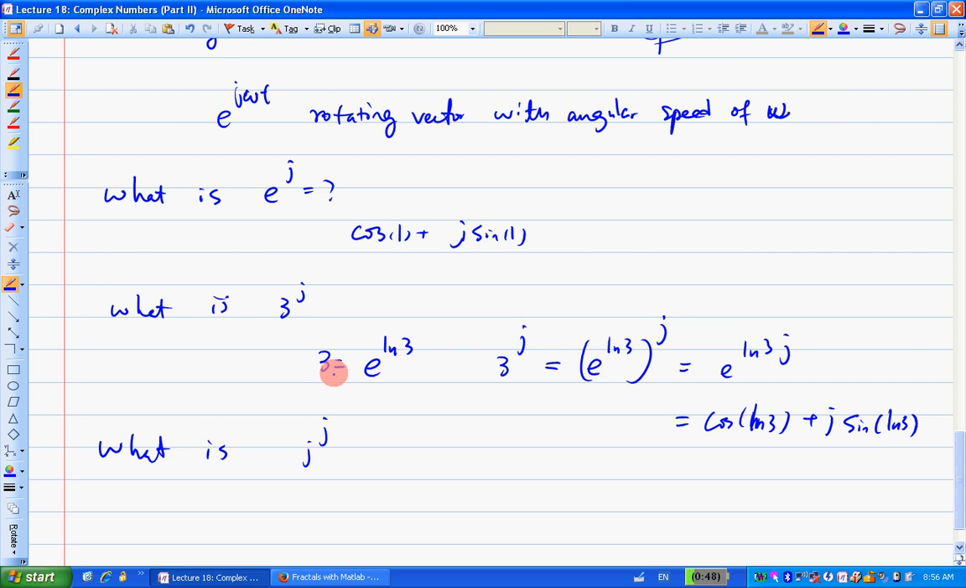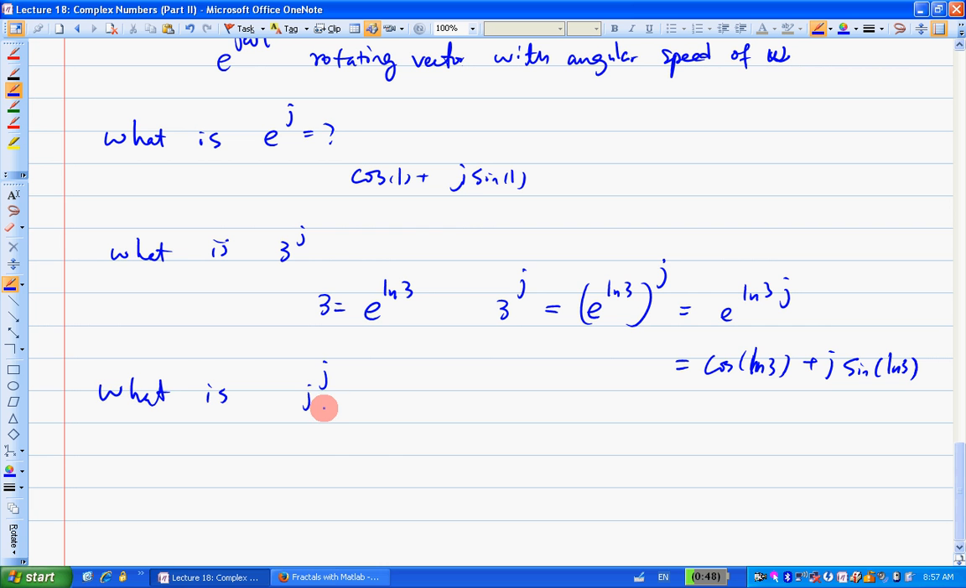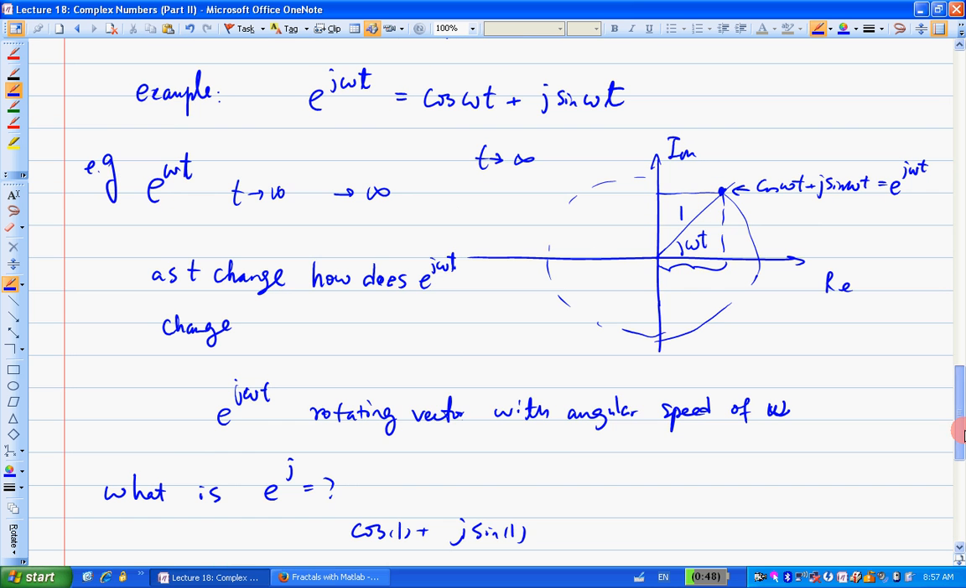Okay? So this 3 to the power of j is also a point on the unit circle over there, right? Okay. So how about this guy here, j to the power of j? So the question here, what does this complex number j equal to? Now if I still use my complex plane here, where is that j? Is it here? Or is it here? Is it there, right? If it's here, how do I express the j using this formula here?